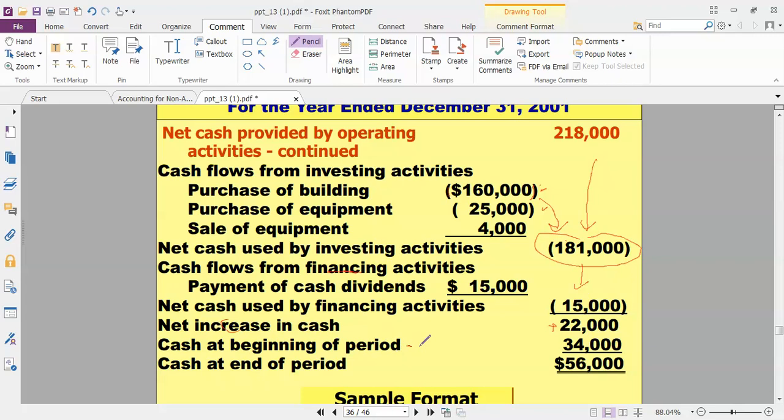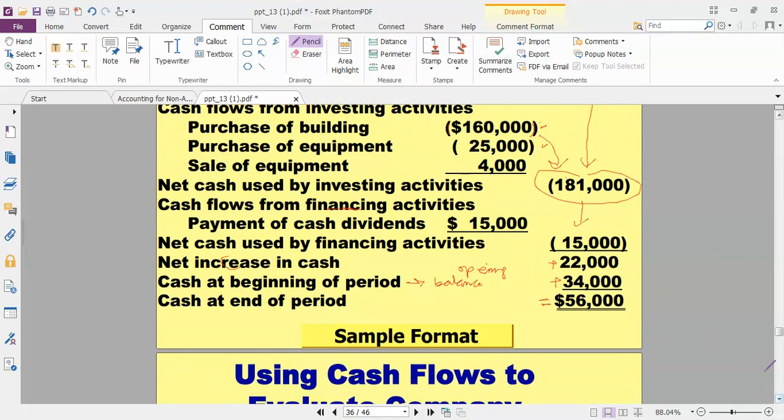And then if there is an opening balance in the question, you should add on. So you will get 22,000 plus 34,000, and then you will get the cash at the end of the period is 56,000. Okay? So that is the format for the direct method.